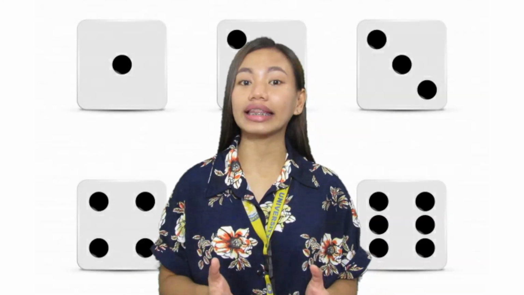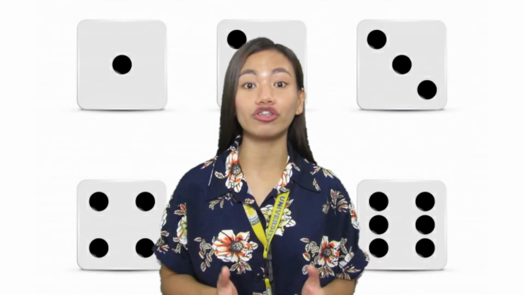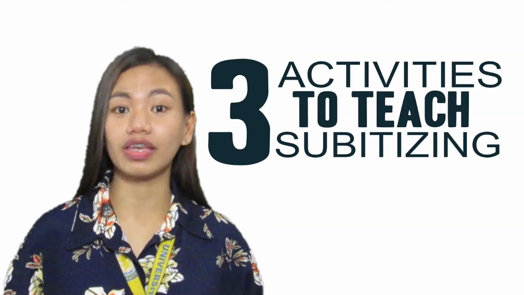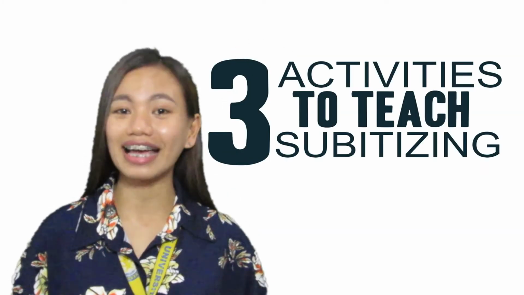It is immediately knowing what number is rolled on a six-sided dice. Most adults don't need to count the pips. The number comes automatically because the brain can subitize. Here are the 3 activities to teach subitizing.